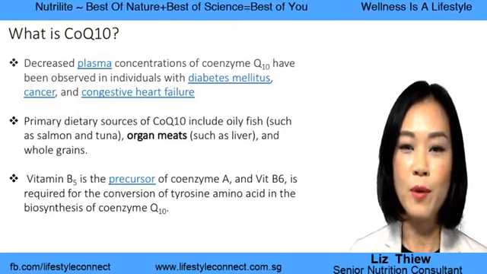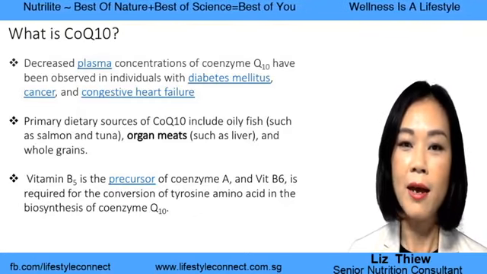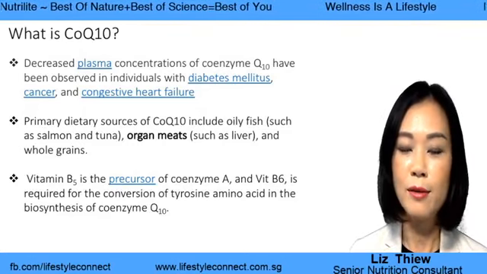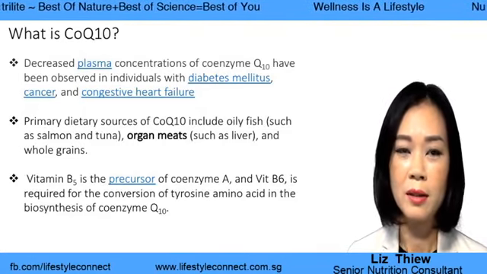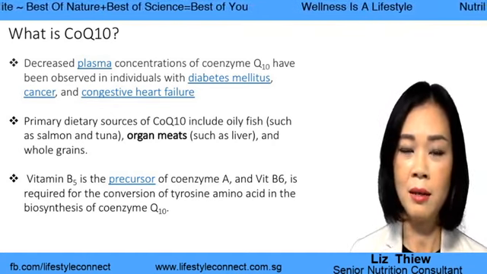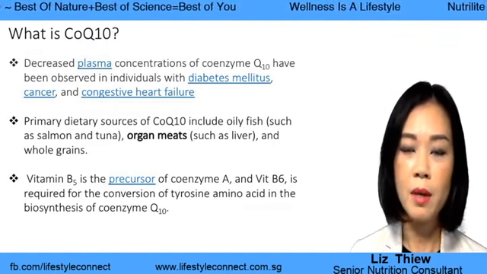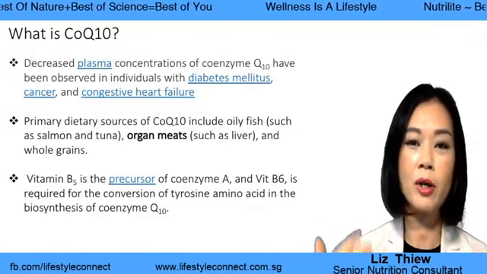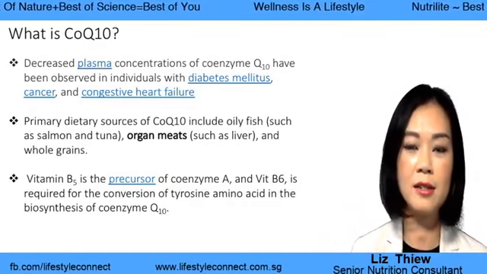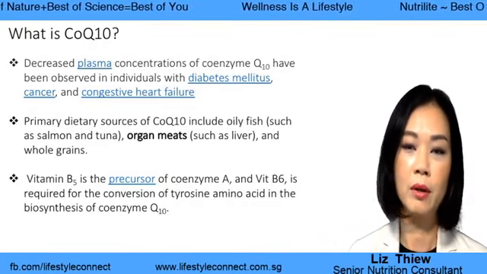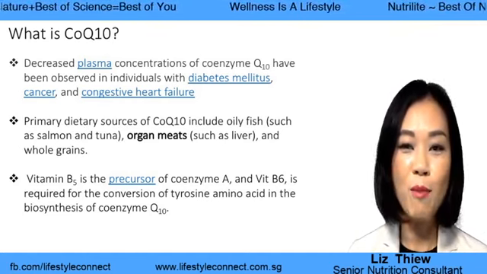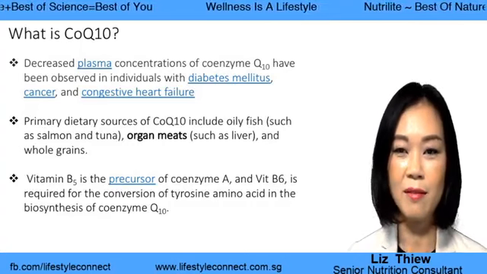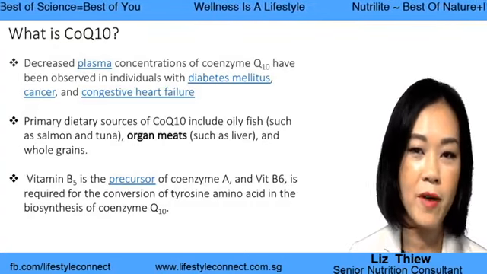So imagine if you are a vegetarian and you do not eat any organ or animal meat, and you don't eat whole grain. Therefore, you are not getting any CoQ10 from your diet. And if, let's say, you don't eat a balanced diet, your body is not going to be able to synthesize the Q10 for you. Okay, so you will experience more aging and the more negative effects of being a vegetarian than enjoy the benefits of being a vegetarian.